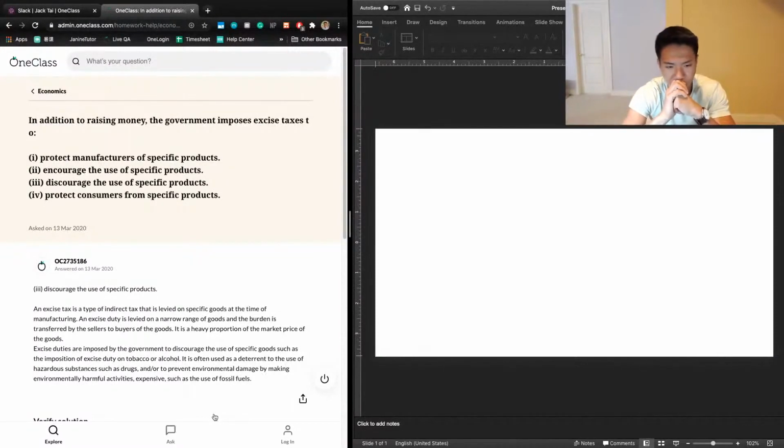It is often used as a deterrent to the use of hazardous substances such as drugs and/or to prevent environmental damage by making environmentally harmful activities expensive, such as the use of fossil fuels. And so the last example here, an excise tax on fossil fuels, is again a better idea of why 3 is a better answer than 4, right? You're not protecting consumers from fossil fuels, you're protecting the environment from fossil fuels. And so 4 is a little bit narrower of a way of viewing excise taxes than the way it's actually implemented in real life. So 3 is the best answer here.